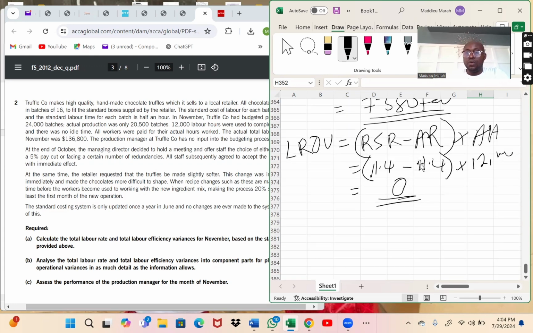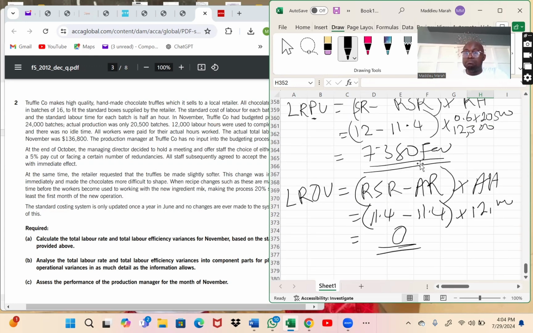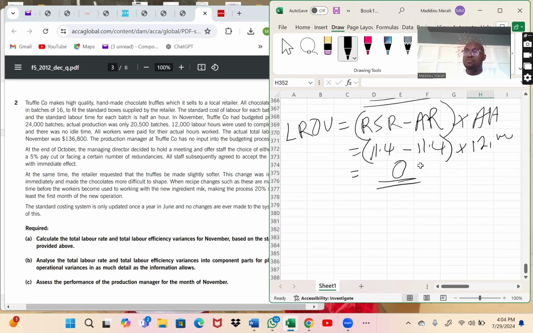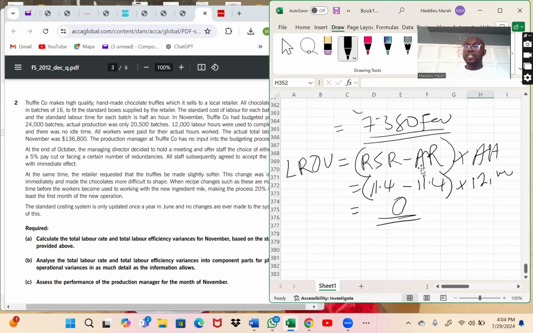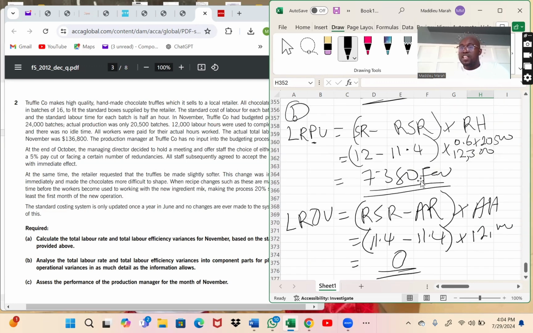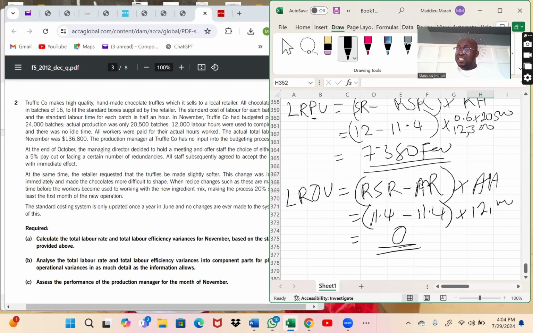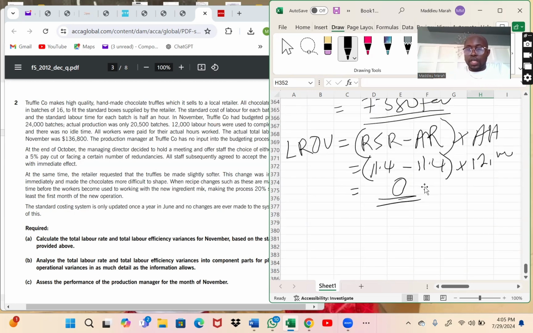So we are done with rates. Now you can see the manager. What happened to the manager? It tells us a lot. This zero means what we budgeted to pay is what we paid. So there was no payment for idle time. Employees worked within their time limits. No extra work, no payment for idle time. The manager did well.